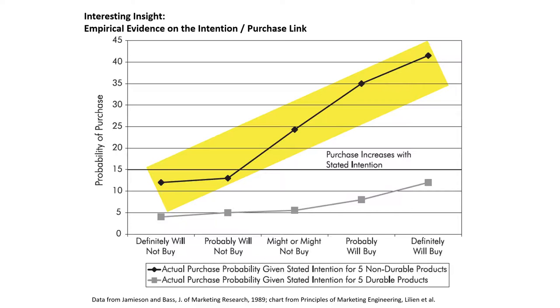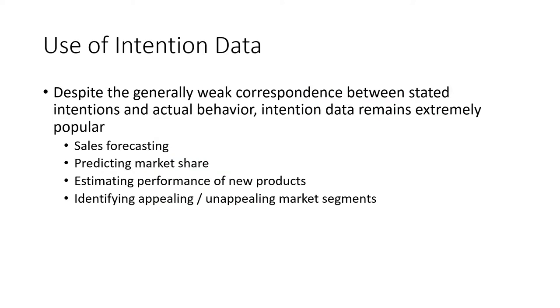In addition, let's look at the top of the line here. When people said they definitely will buy a product, which we would imagine corresponds to 100% purchase intentions, in reality, people had actually only bought the product 42 to 43% of the time. Despite the generally weak correspondence between stated intentions and actual behavior, intention data still remains extremely popular in marketing research.